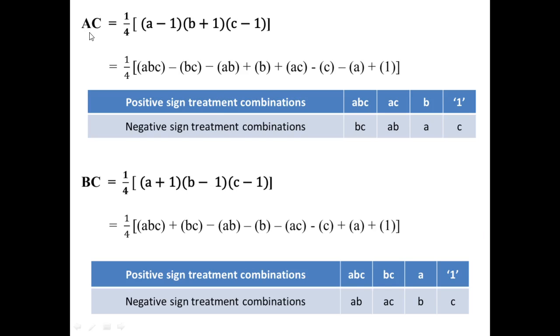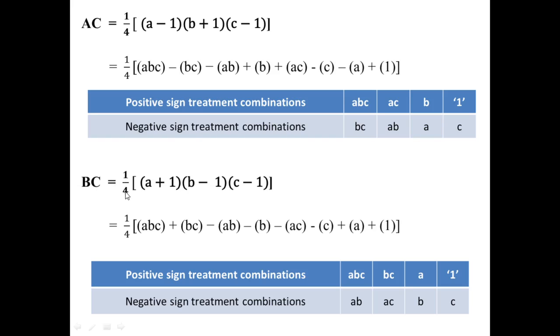Here we have interaction effect AC, and it is 1 by 4 times (A minus 1) into (B plus 1) into (C minus 1). Simplify this bracket, so we get the formula 1 by 4 times ABC minus BC minus AB plus B plus AC minus C minus A plus 1. The positive treatment combinations are ABC, AC, B and 1, and the negative sign combinations are BC, AB, A and C. Similarly, we write the positive and negative groups for interaction effect BC.